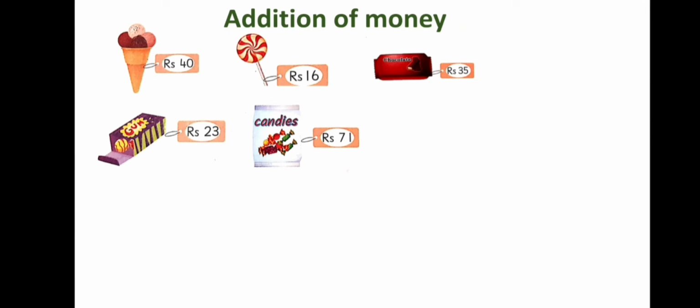The price of the candies is 71 rupees. And the last object, that is popcorn, and its price is 52 rupees. Now we have different objects with different prices. Let's see what Hina wants to buy.